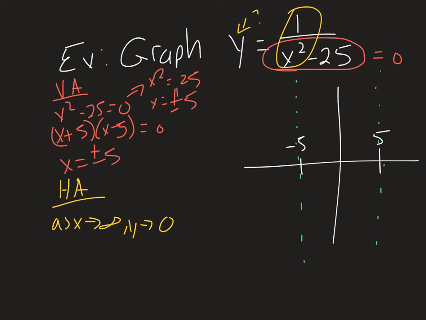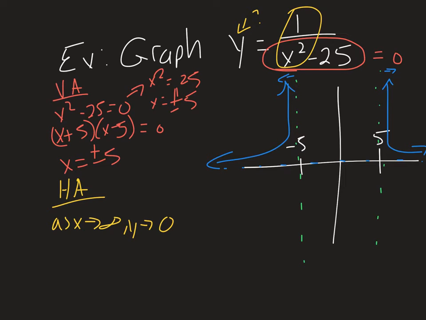Now if we consider plotting some points, if we pick one to the right of our rightmost green line, let's say 6, then 6 squared is 36, minus 25 makes 11. 1 over 11 is positive, so it's above our horizontal asymptote line. So our chunk is going to look something like this. Similarly, if I do -6, which is to the left of the green, it's also going to be up above.